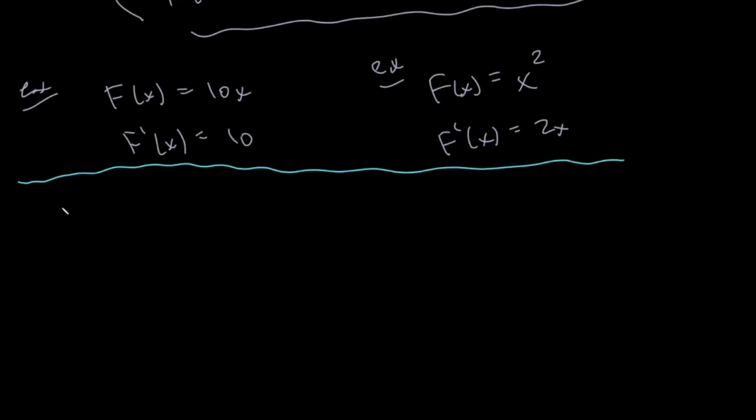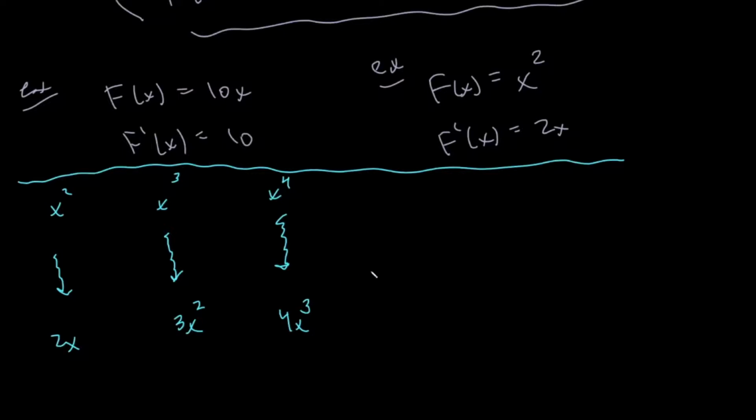Right, so let's see. x squared becomes 2x. x cubed becomes 3x squared. x to the fourth becomes 4x cubed, and so on, right? That's the power rule that we already know. This number comes down and the exponent decreases by 1.